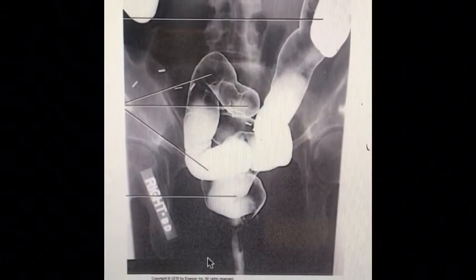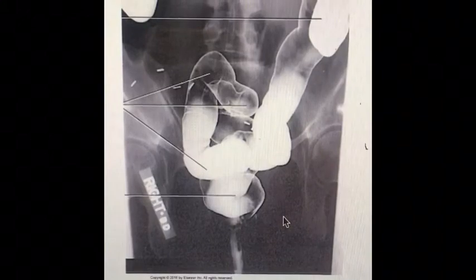Next, we will keep our patient in the same position. This is now our PA axial. We are going to angle our tube 30 to 40 degrees caudad, centering at the ASIS. This will allow us to extend the sigmoid area and allow no overlapping of the sigmoid.